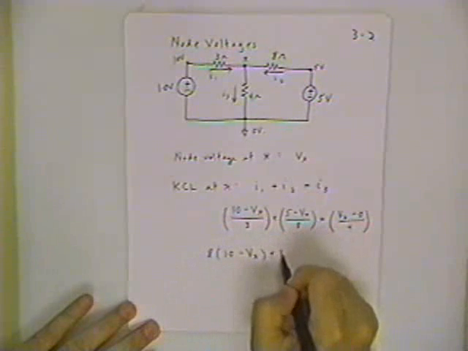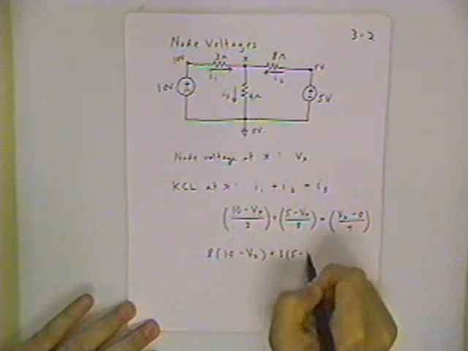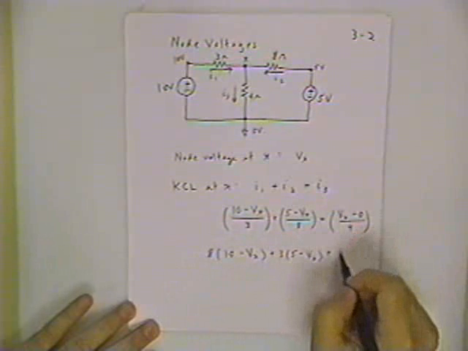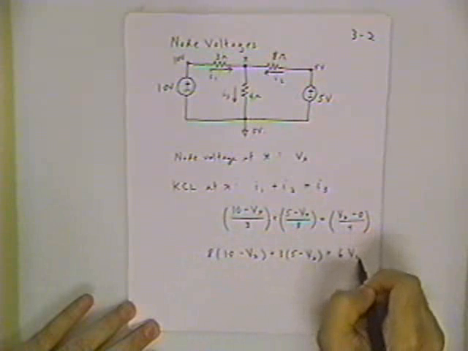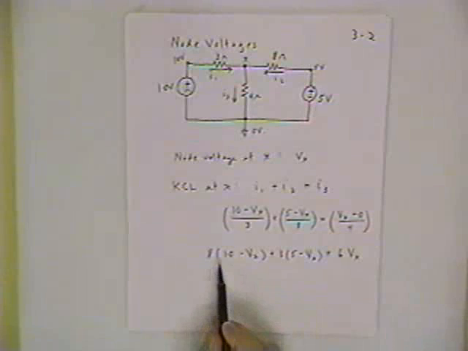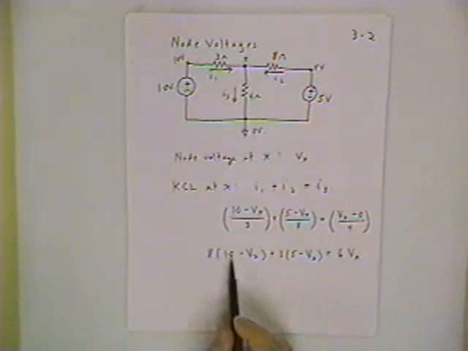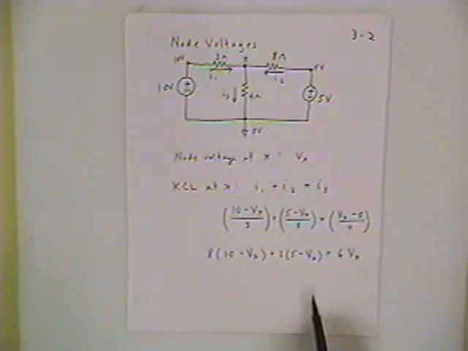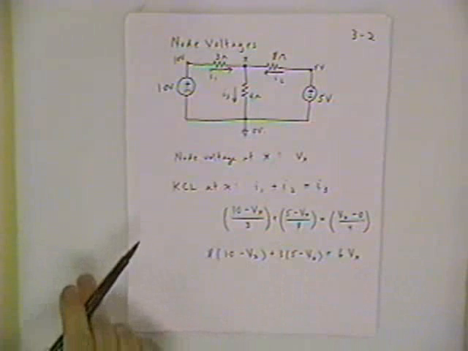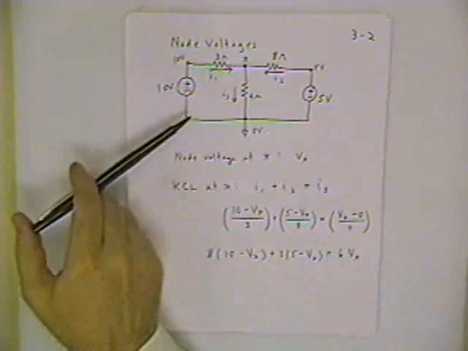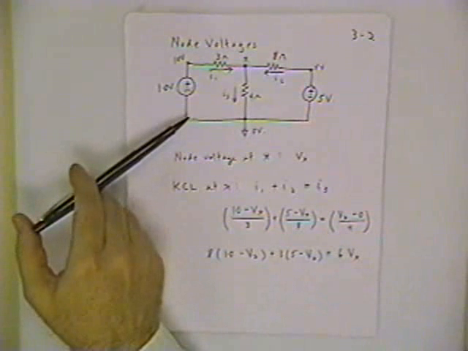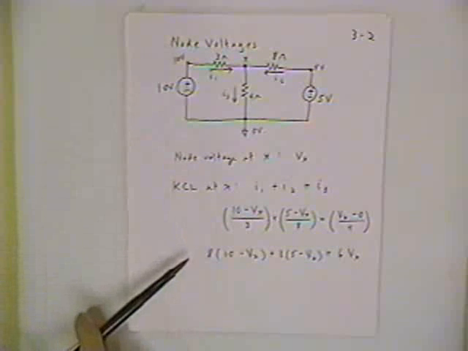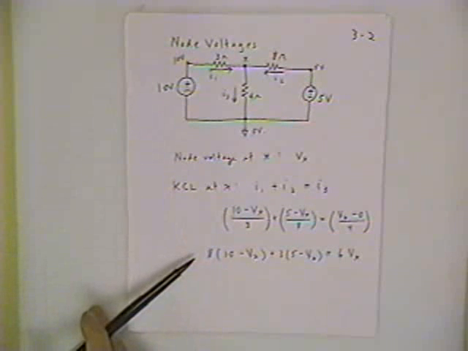Multiplying through by 24, I get a factor of 3 here. And 24 multiplied through here gives me a 6. And now you see what's happened is that we've achieved a single equation for the one unknown voltage V sub x. And that happens to be just a simplification of solving this problem. It worked out to be easier to use the node voltage technique because now we only have one equation and one unknown.